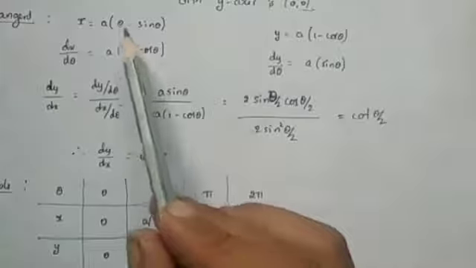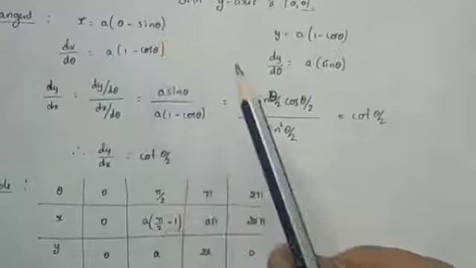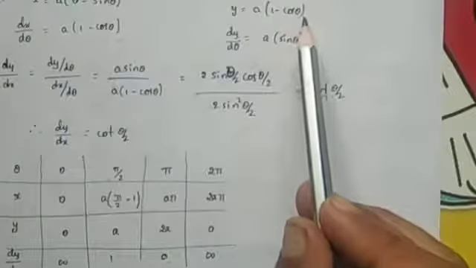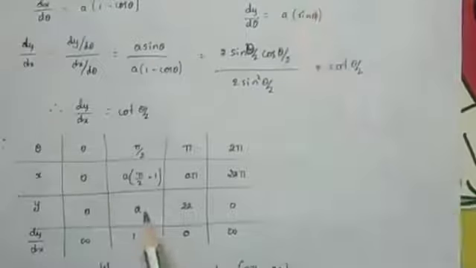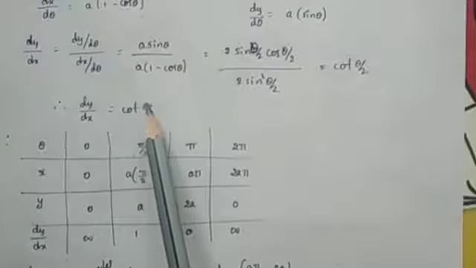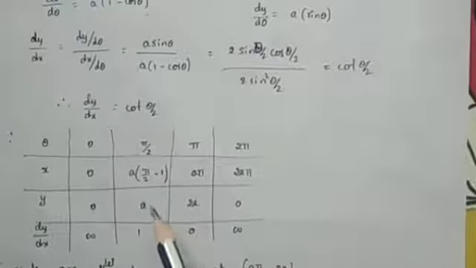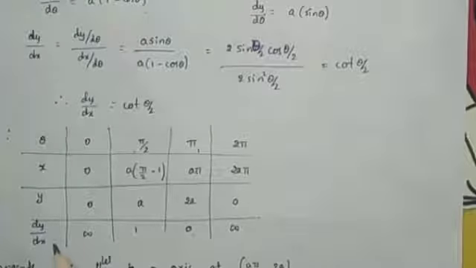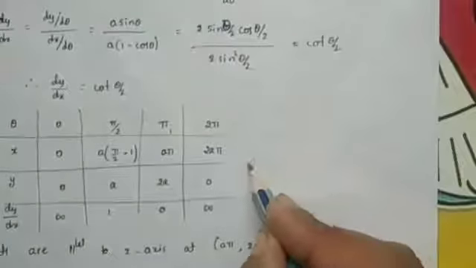Next, put theta is equal to pi by 2. We get x is a into pi by 2 minus sin pi by 2, where sin pi by 2 value is 1. We get a into pi by 2 minus 1. Cos pi by 2 value is 0, so the y value is a. Then with theta equal to pi by 2, we get dy by dx as 1. Similarly, you find the values of x, y and dy by dx for the corresponding values of pi and 2 pi.